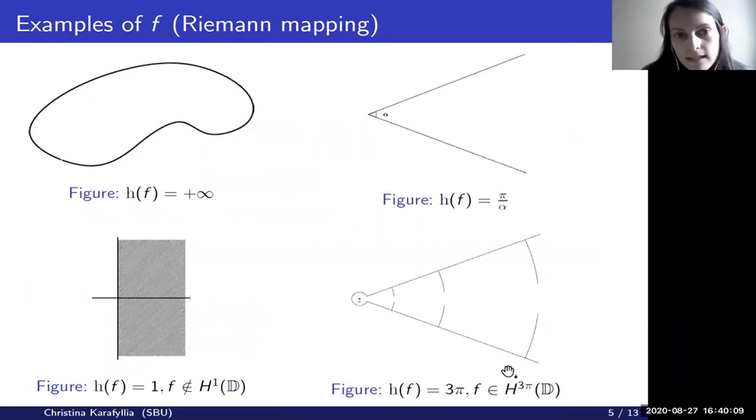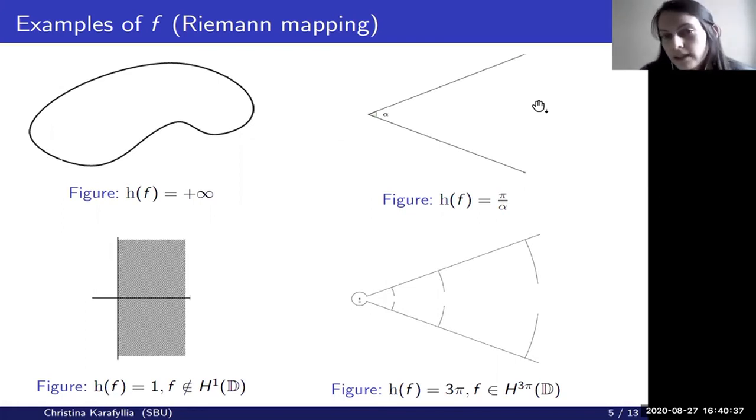So let's see examples. We consider a simply connected domain D and the Riemann mapping F from the unit disk onto the domain D. If D is bounded, then the Hardy number is always infinity, which means that F belongs to every Hardy space HP. So bounded functions belong to every HP space.